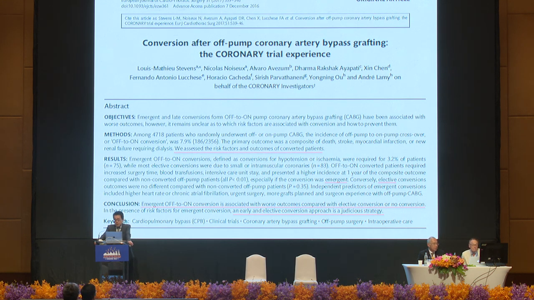This is an interesting recent paper by the coronary trial group, trying to assess the risk factors and outcomes of converted patients. They divided conversion as emergent or elective. And they found emergent conversion is associated with worse outcomes compared with elective conversion or the non-conversion group. In conclusion, an early and elective conversion is a wise choice. I agree with that.